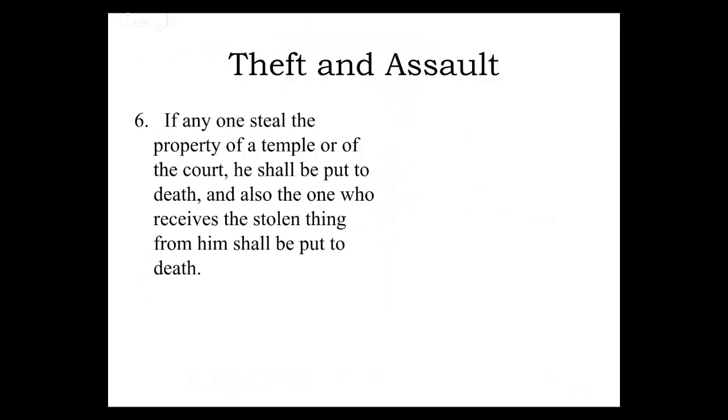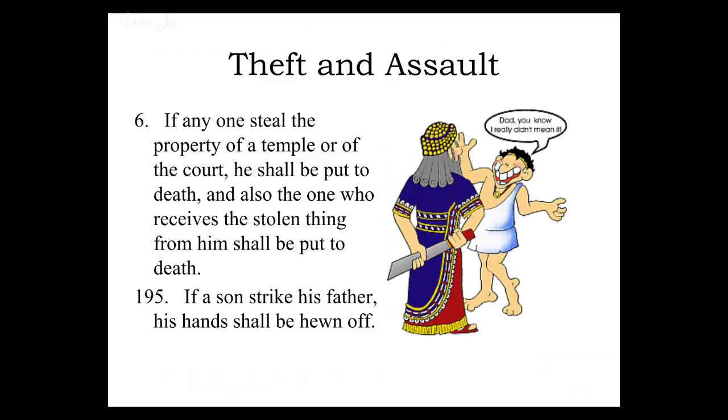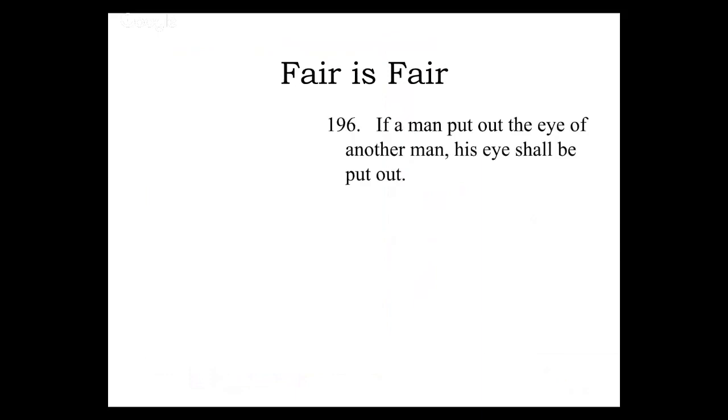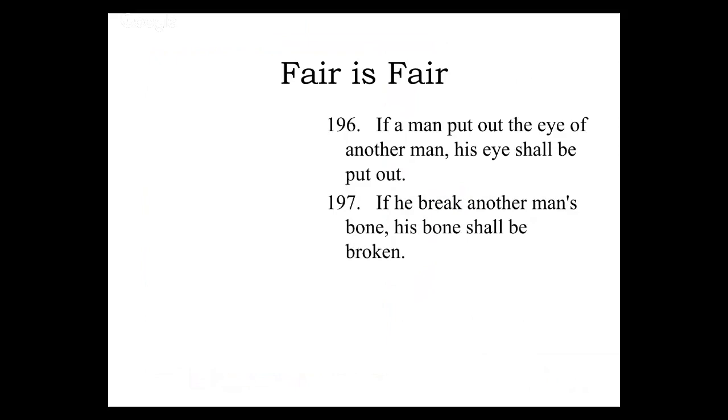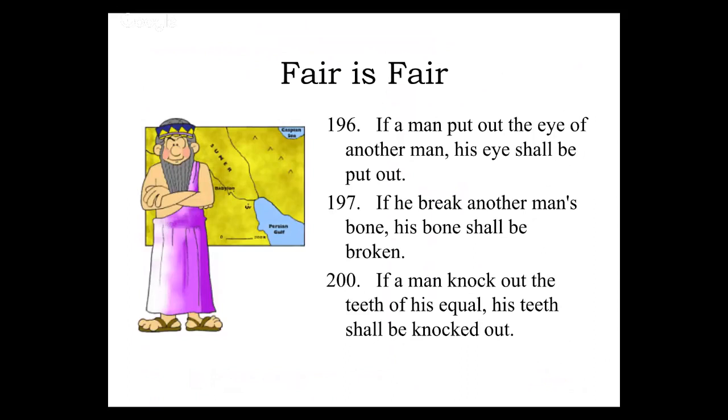Theft and assault. These are laws that were in the Code of Hammurabi. If you steal the property of a temple or the court, you will be put to death. Ooh, there's one. If a son strikes his father, his hand shall be hewn off. Yes, that means cut off. Looking at the original meaning of an eye for an eye, if a man puts another man's eyes out, his eye shall be put out as well. You get a bone broken if you break someone else's bone. If a man knocks out the teeth of his equal, his teeth get knocked out too.